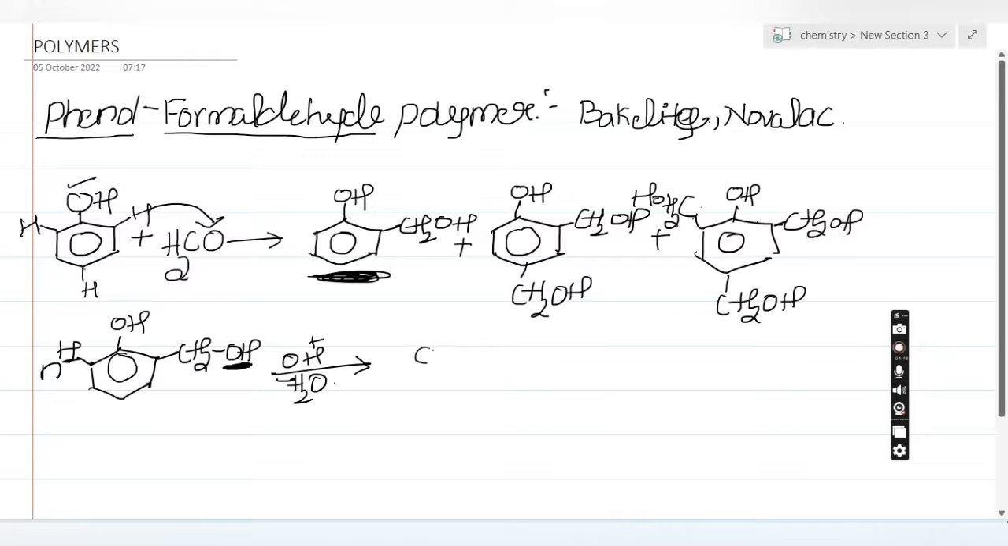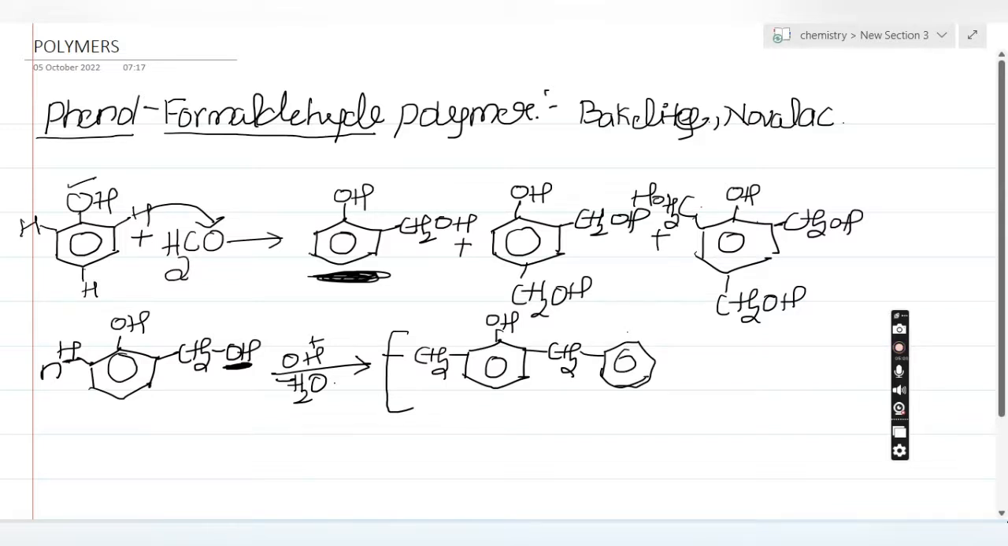At the terminal, what will be there? CH2. The chain continues, students. I'm going to write over that, and to that again, as usual, a benzene ring. On the head of the benzene ring, we have an OH, then connected with the CH2, then connected with the benzene.